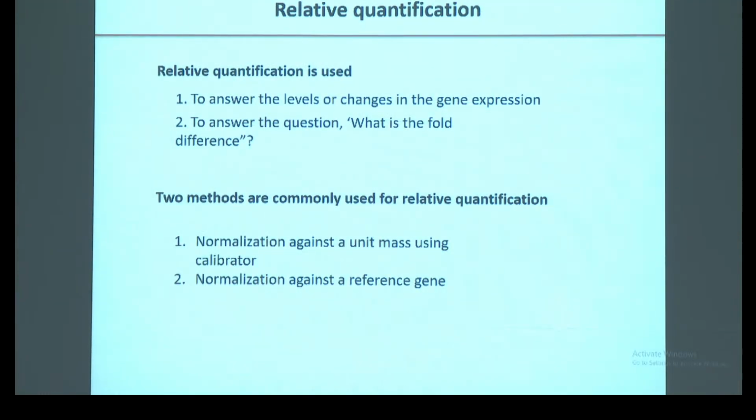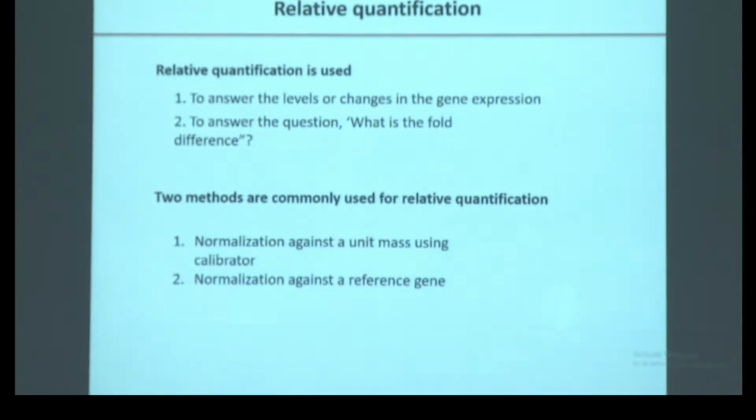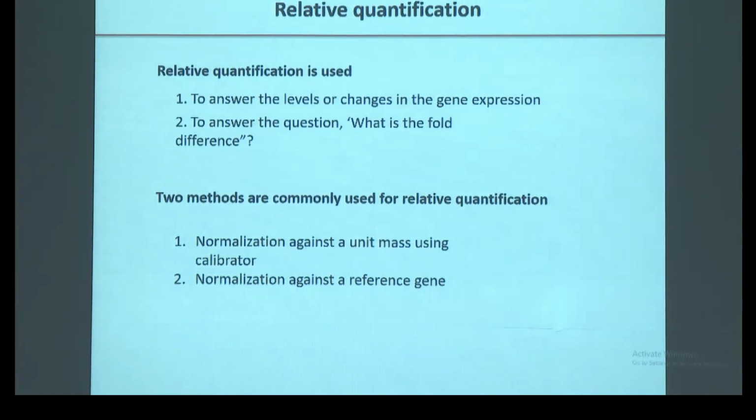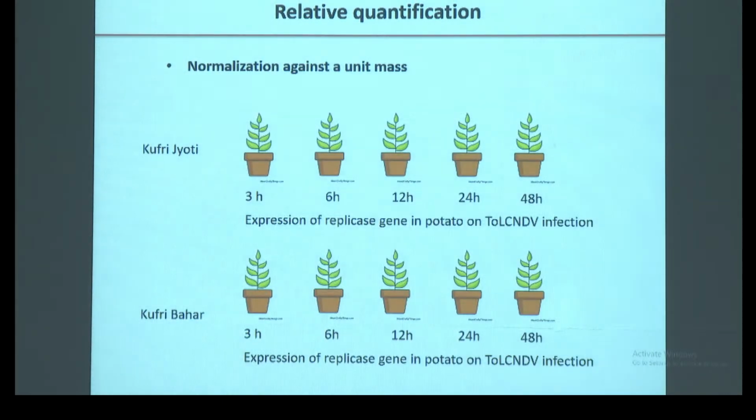Another one is relative quantification. It is not there in the practicals. This is used for gene expression studies. The term itself is saying relative, meaning compared to someone, right? And who is that someone? A calibrator, a control sample. So let's take an example. Who is the calibrator and who is the control sample? Let's say I have two varieties. One is Kufri Jyoti and the other Kufri Bahar.